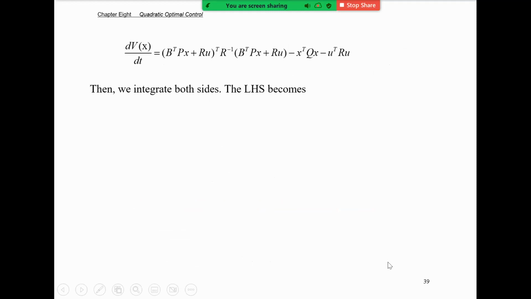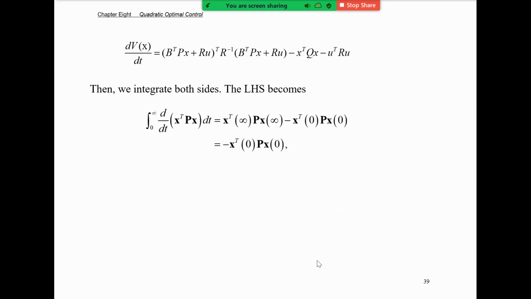Just like in the scalar case, then we just do the integration. If we do the integration, the left-hand side, we do the integral of this left-hand side, because this is already a derivative. The integral of this one is just the value of this linear function at infinity minus the value of the linear function at 0. And we assume that the system is stable. Therefore, the value at infinity will be 0. We only have the value at 0.